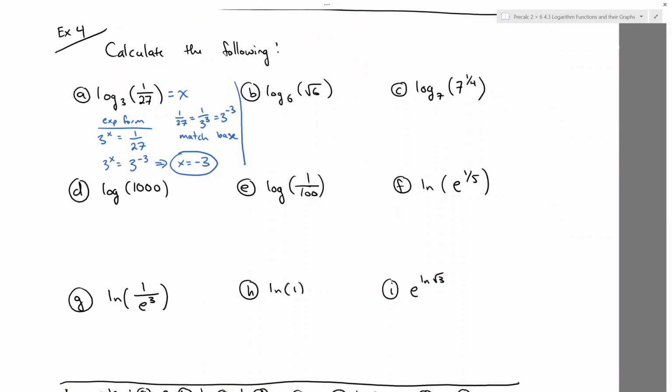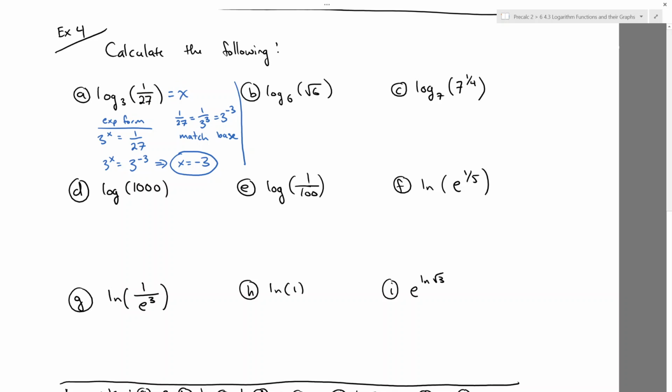Okay, so now let's go on to example 4. In these examples, we're asked to calculate a bunch of logarithms where now the exponent is unknown. So in this first example, we're asked to calculate log base 3 of 1 over 27.